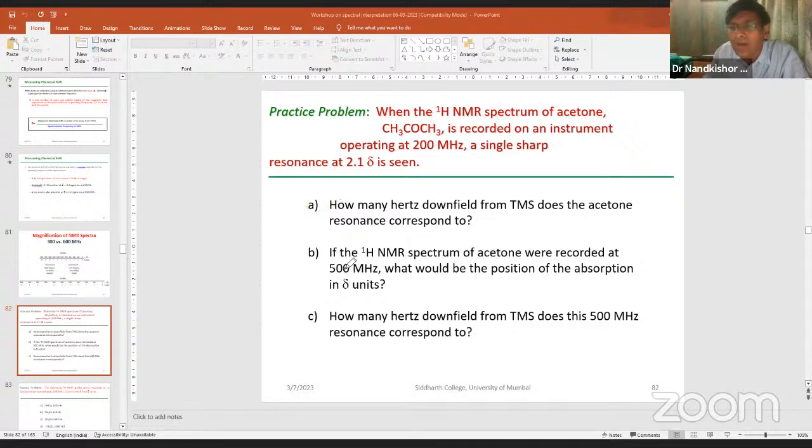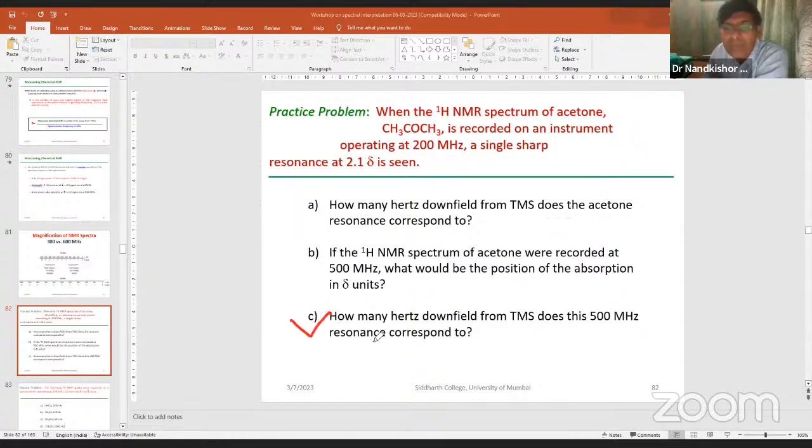Another question they asked: if the H1 NMR spectrum of acetone were recorded at 500 megahertz frequency, what would be the position of the absorptions in delta? As we have already discussed, if the instrumental frequency is changed from 200 to 500, there will be no change in the delta value, because it's a constant. So it will be 2.1, and in hertz this value will be 2.1 into 200.